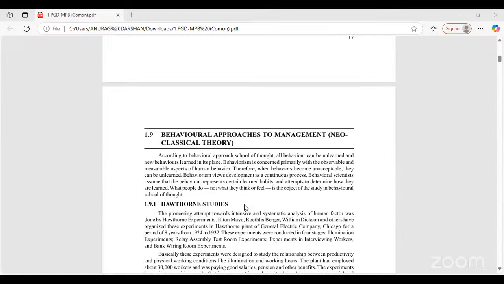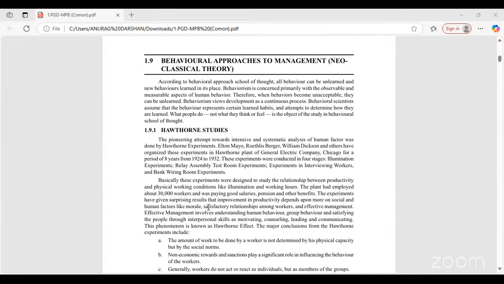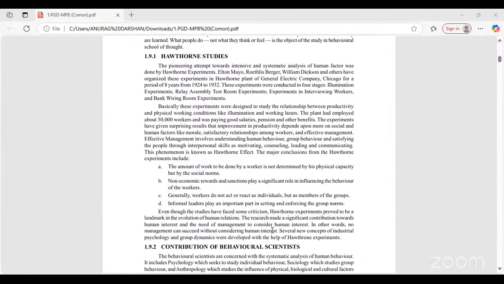That is what the behavioral theories have said. So this was experimented through the Hawthorne studies. These Hawthorne experiments were conducted by Elton Mayo, and Elton Mayo, along with his team, conducted four experiments under the Hawthorne studies.